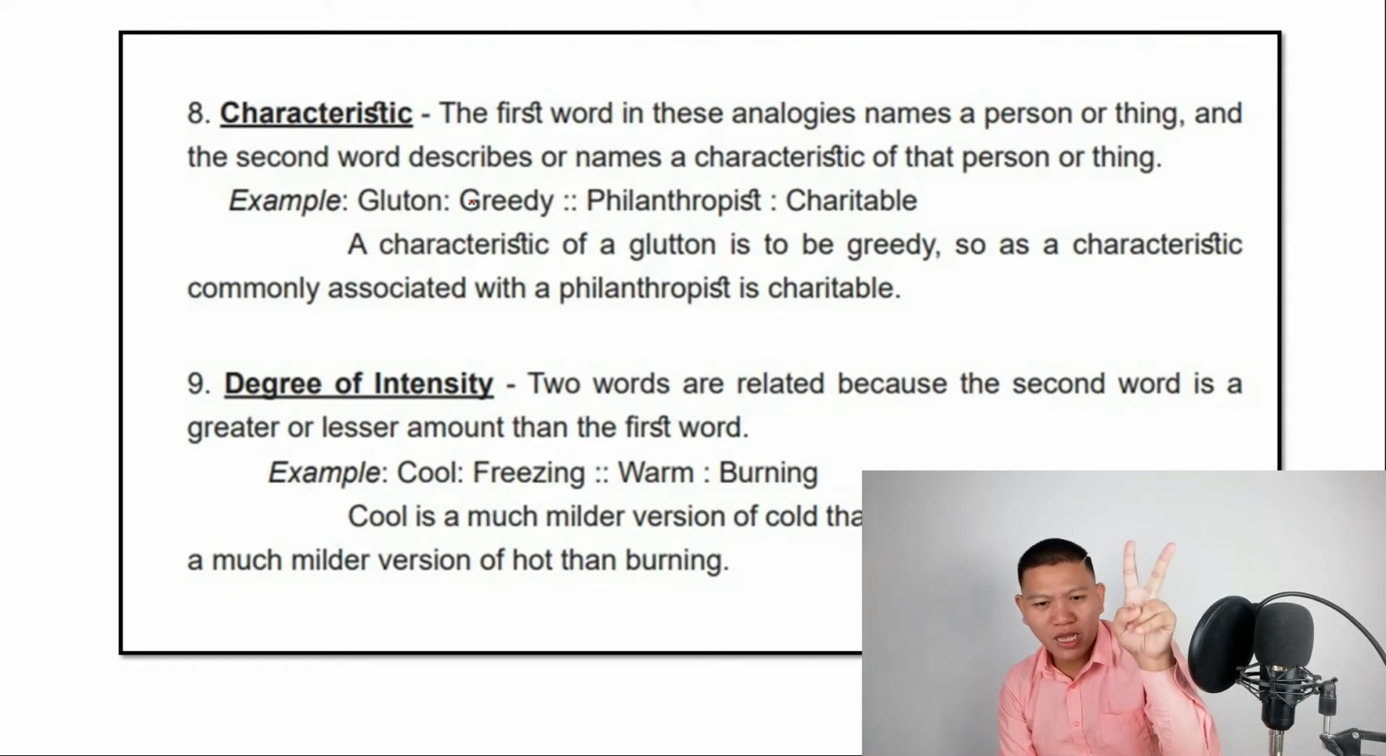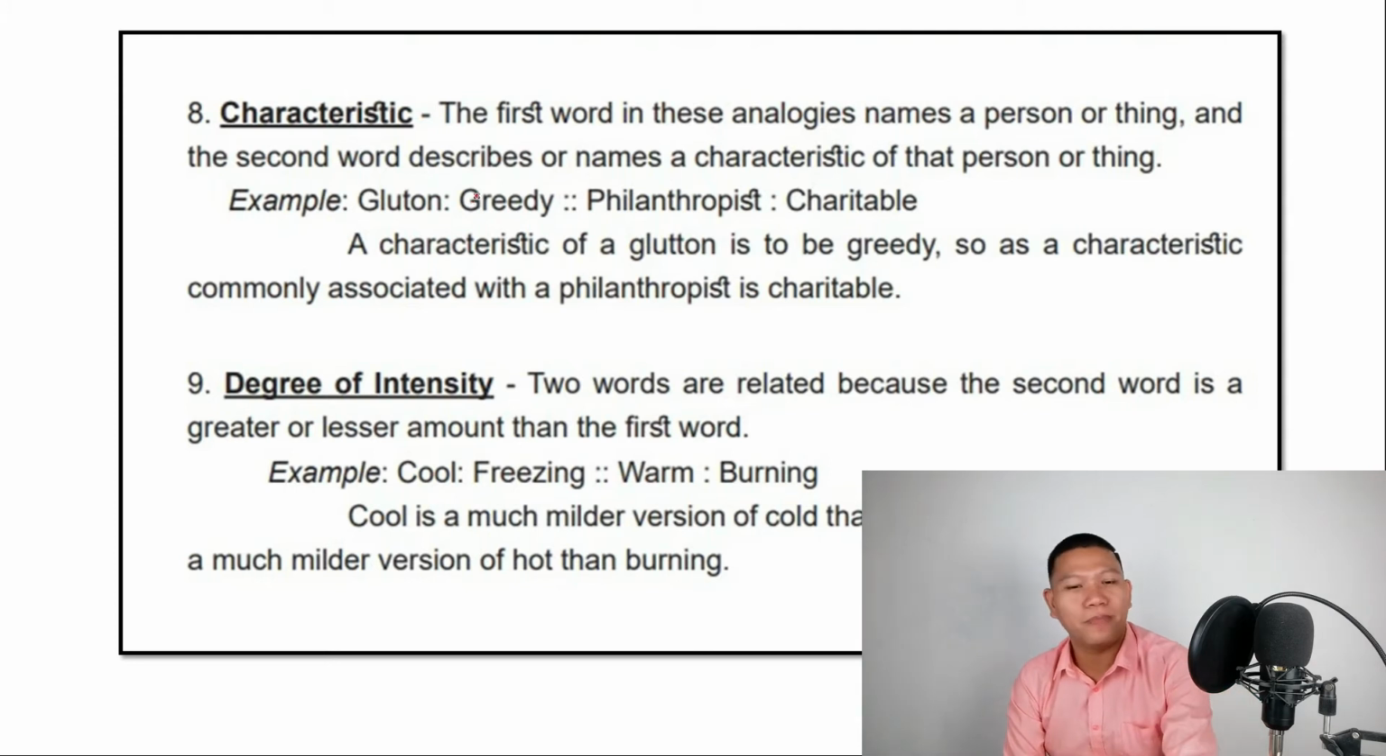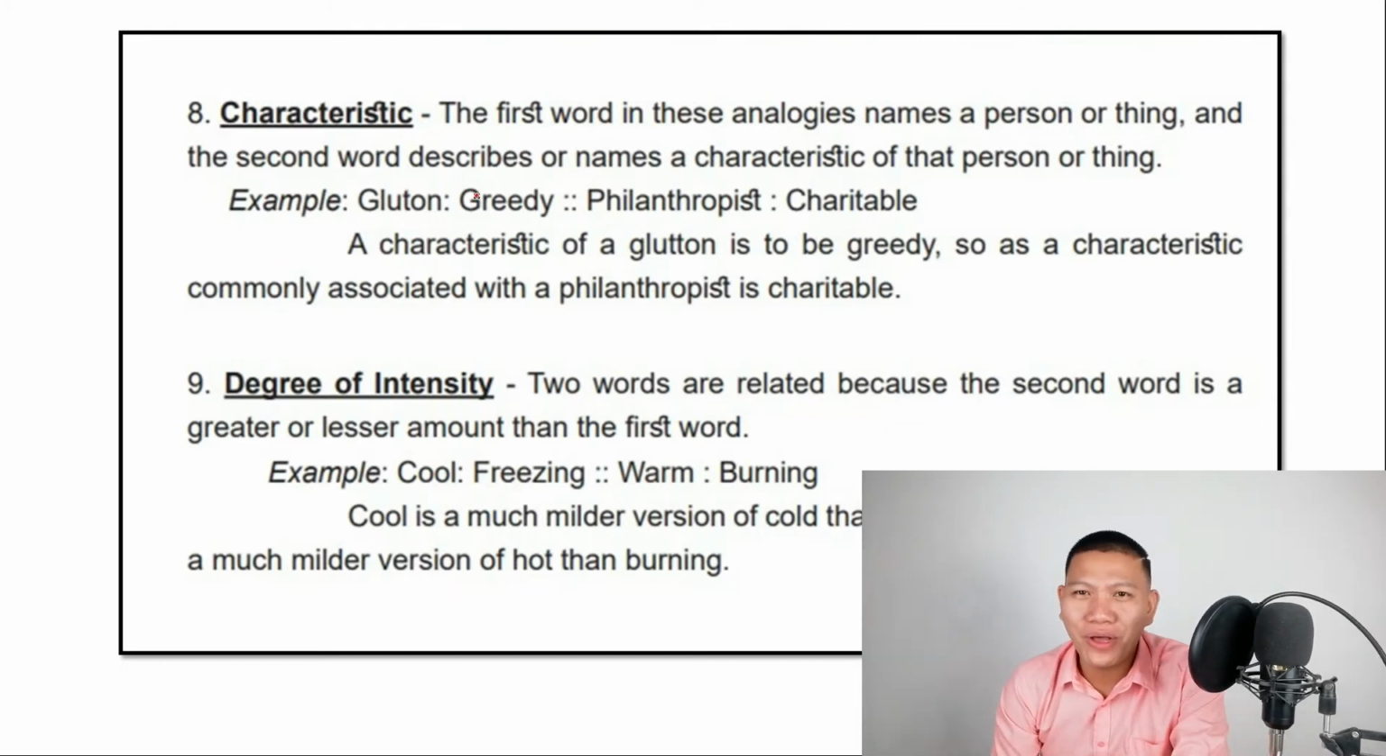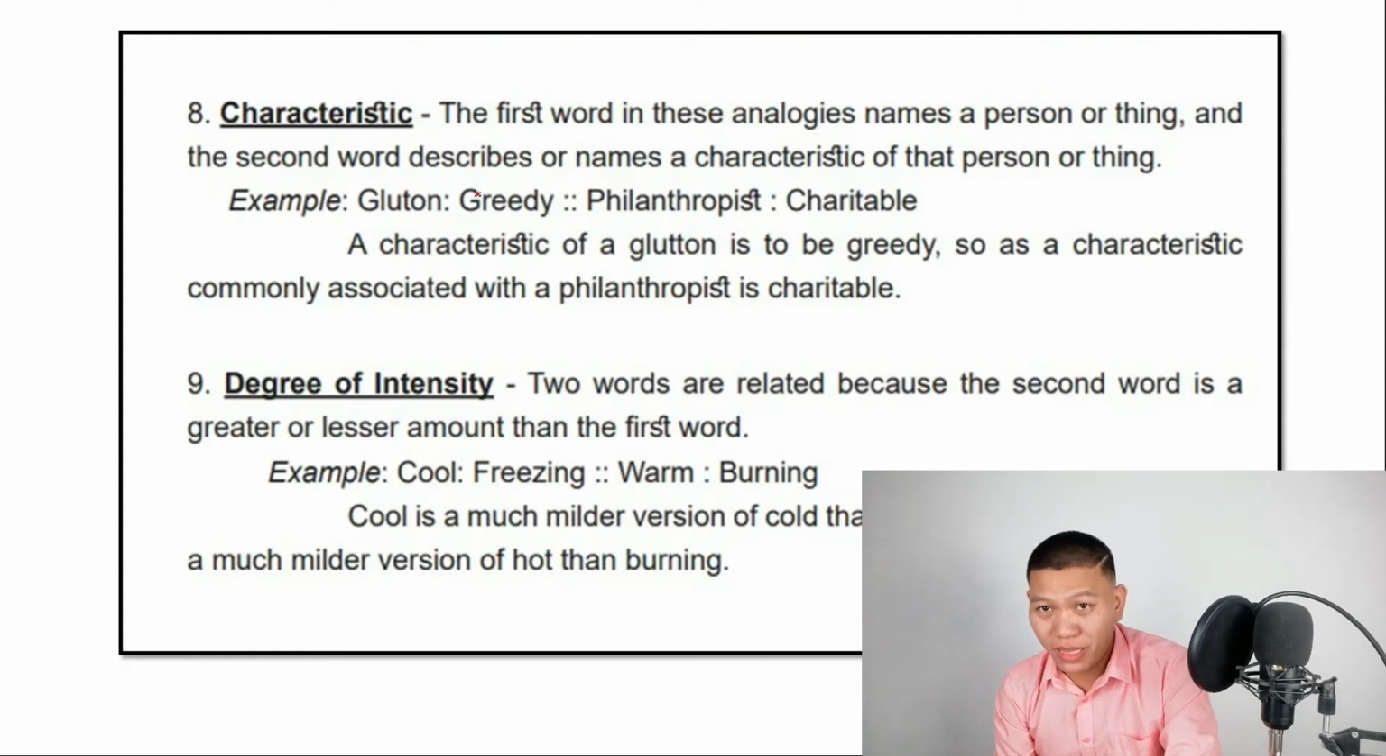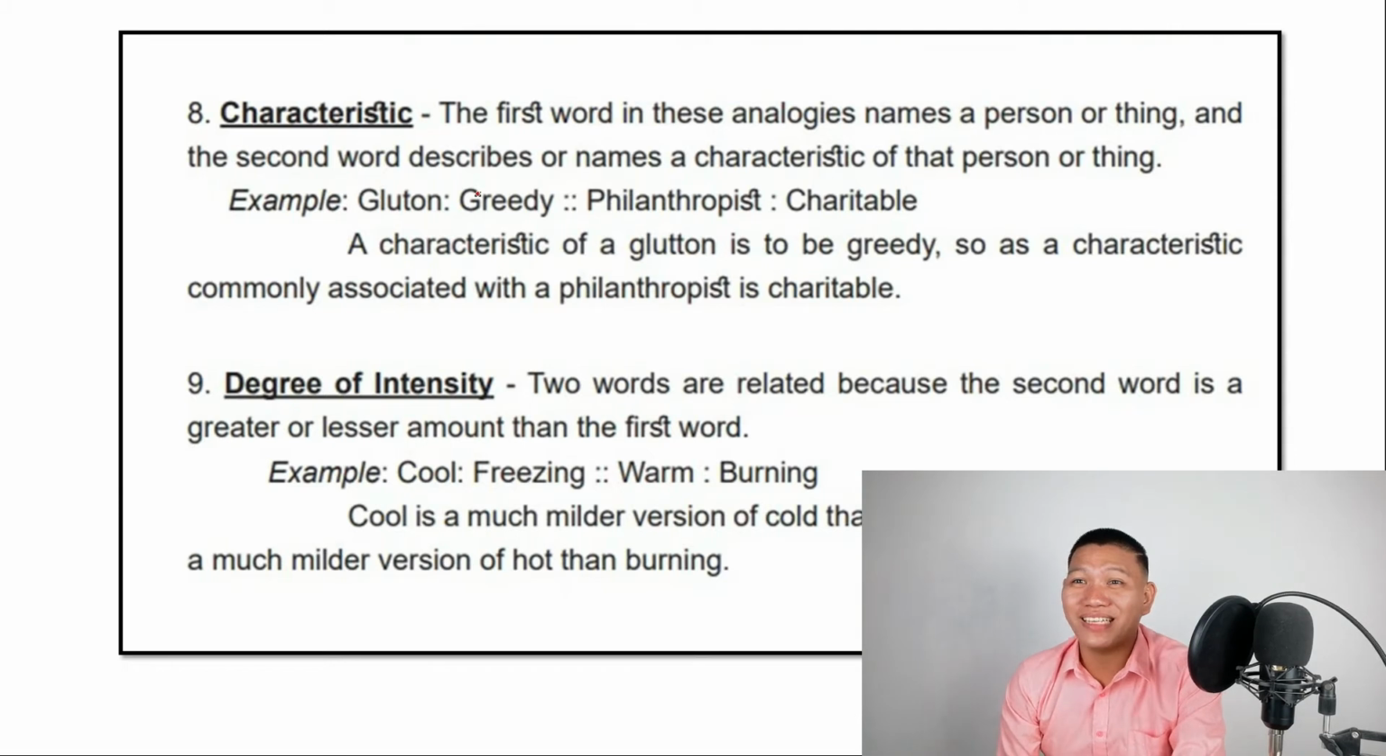So there are two words. The first one, or the second one, could be a word that can be either greater or lesser than the first one. Let's have an example to better understand it. Cool is to freezing in the same way warm is to burning. So we have cool. What is greater than cool? Freezing. So this one is cool, but when there is a snow, it's already freezing. Right, let it go. Next, warm. What's greater than warm? Definitely, it's burning.